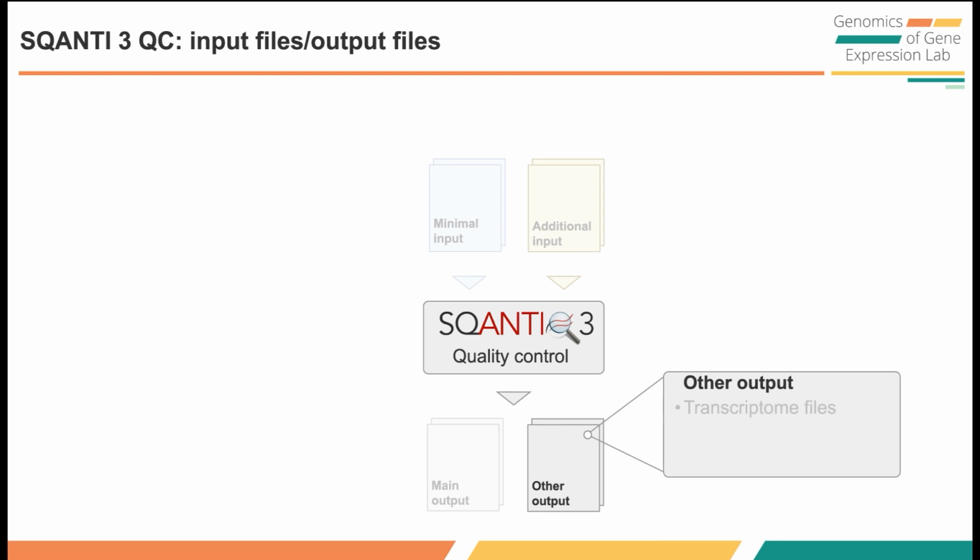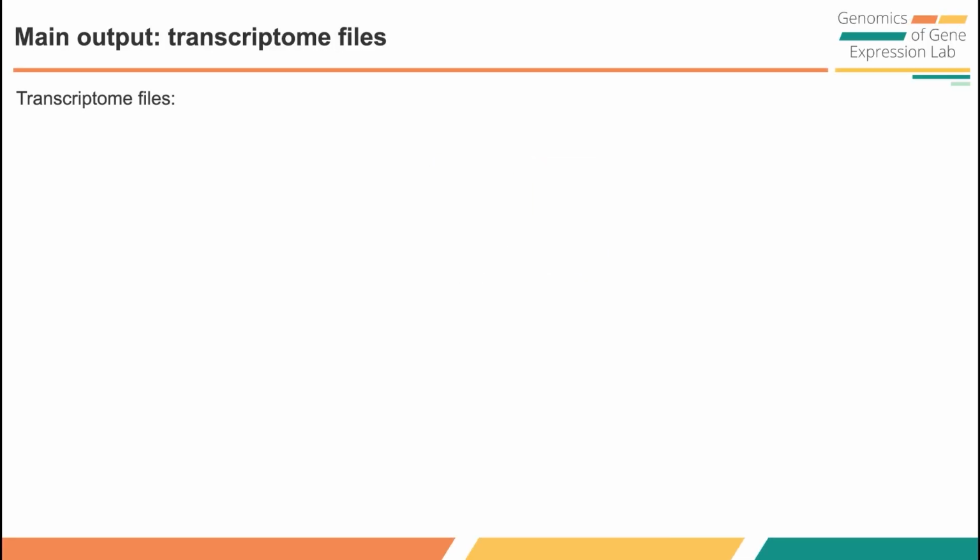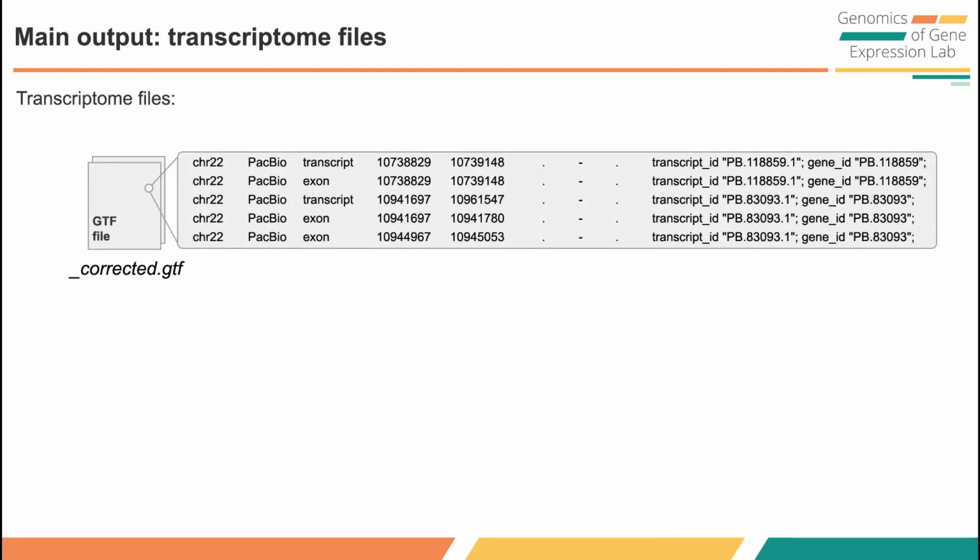Now, let's look at the other category of SQANTI3 quality control output, transcriptome-related files. GTF file: the _corrected.gtf file constitutes the main transcriptome output of SQANTI3. It contains the annotation for all transcripts supplied to SQANTI3. This file may be used for downstream analyses such as quantification. However, we recommend filtering your transcriptome using the quality control attributes in SQANTI3 before proceeding with your analyses.